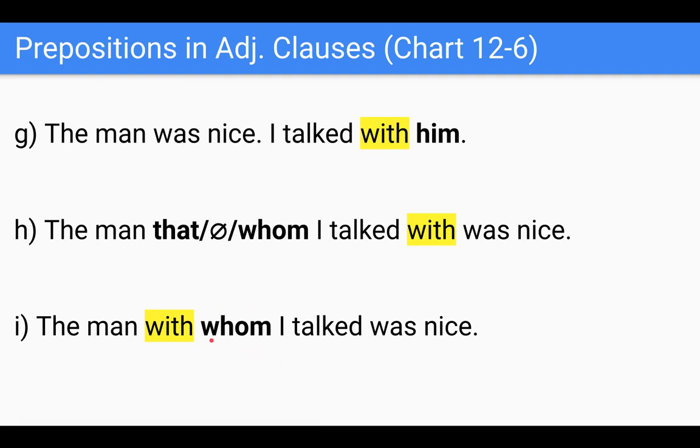One more thing to say in I, if you see this form, you must use whom. You cannot use that or nothing. You have to keep whom here. Yeah, and I think that's basically it.